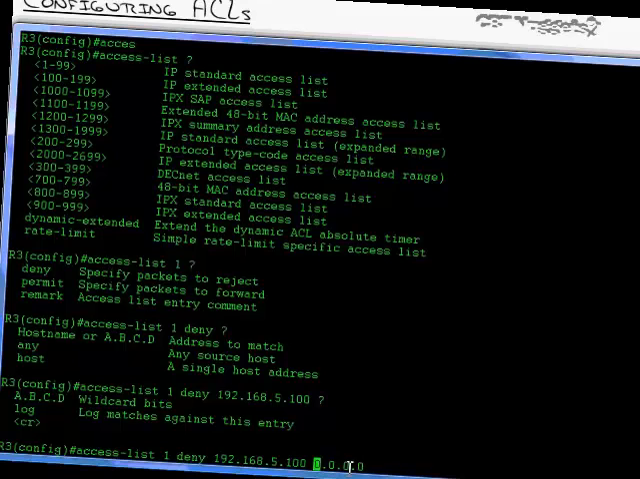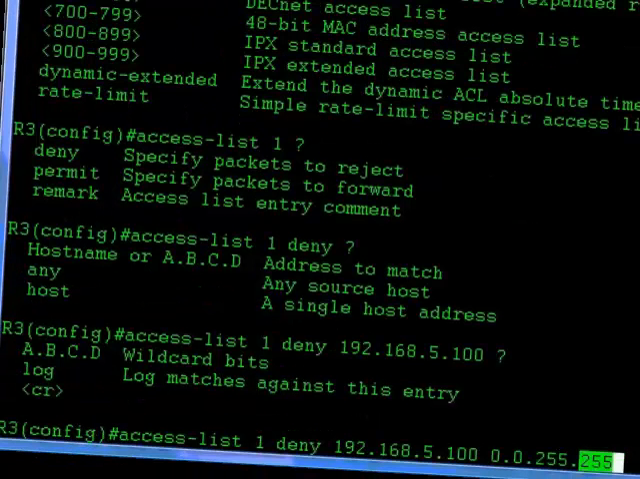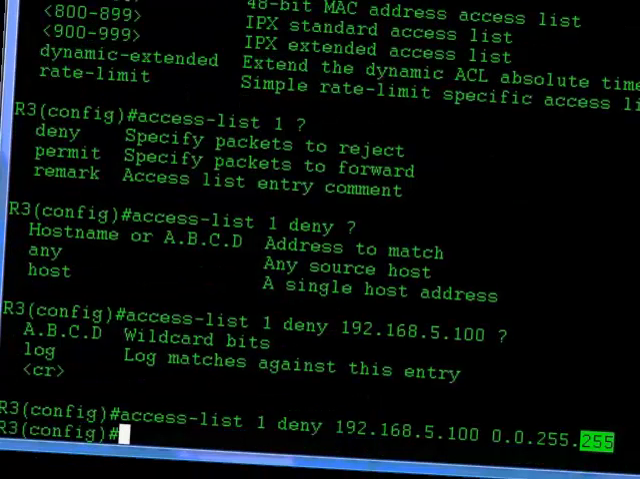Remember that with your access list you can get very granular. 255 means I don't care. 0 means exact match. So if you did 0.0.255.255, you would be blocking 192.168. With the rest you don't care. Remember that a wildcard mask is the opposite of a subnet mask. That's a good way of remembering it.